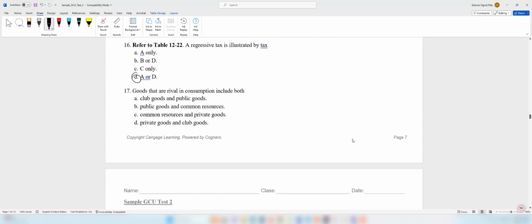Question 17. Goods that are rival in consumption include both. That means when you consume more, the amount diminishes as you consume more. Private goods are like that. Just think about a can of Coke. When you drink more, the amount diminishes, right? And common resources are like that too, because especially with natural resources, if you overconsume them, their amount is diminishing. Therefore, common resources and private goods are rival in consumption. Public goods and club goods are not rival.